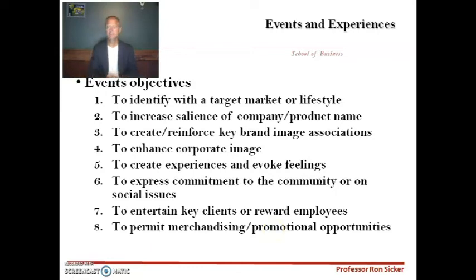Events and experiences are also part of mass communication. Let's talk about events first. Events means you're going to sponsor the event. For instance, you could sponsor the Olympics. You could sponsor the Super Bowl. You could sponsor the Super Bowl halftime show like Pepsi always does. You can sponsor Major League Baseball. You can sponsor the NBA.